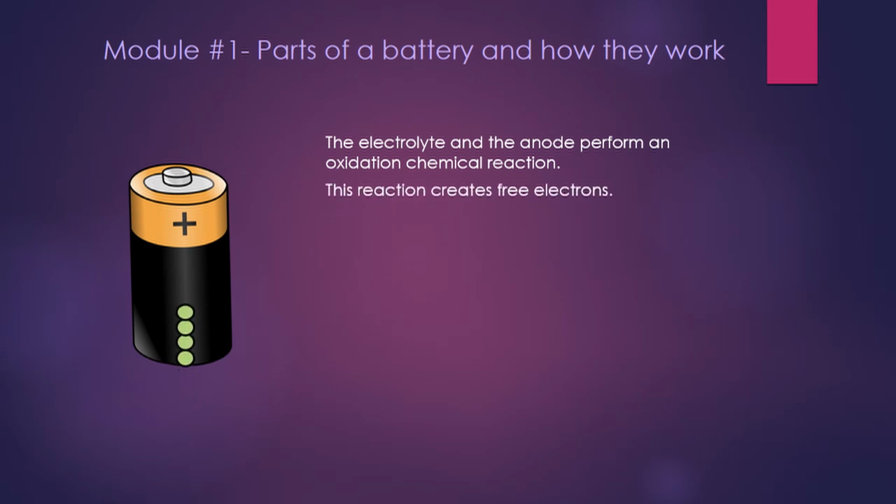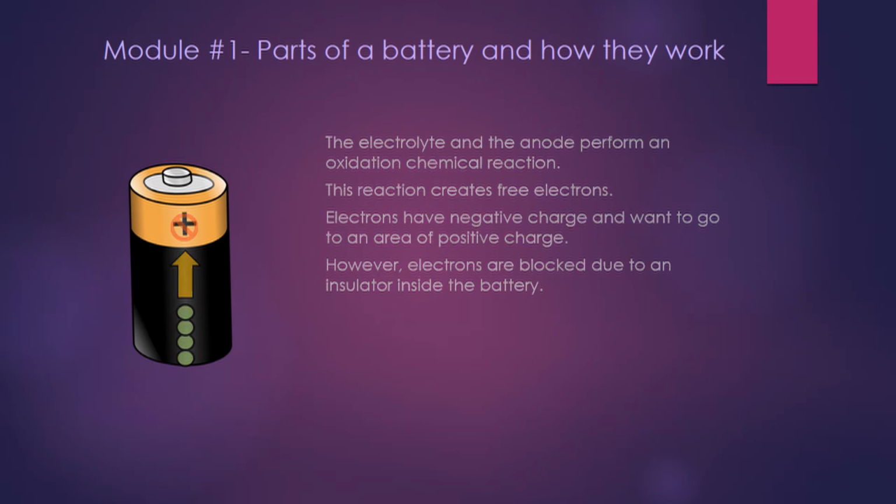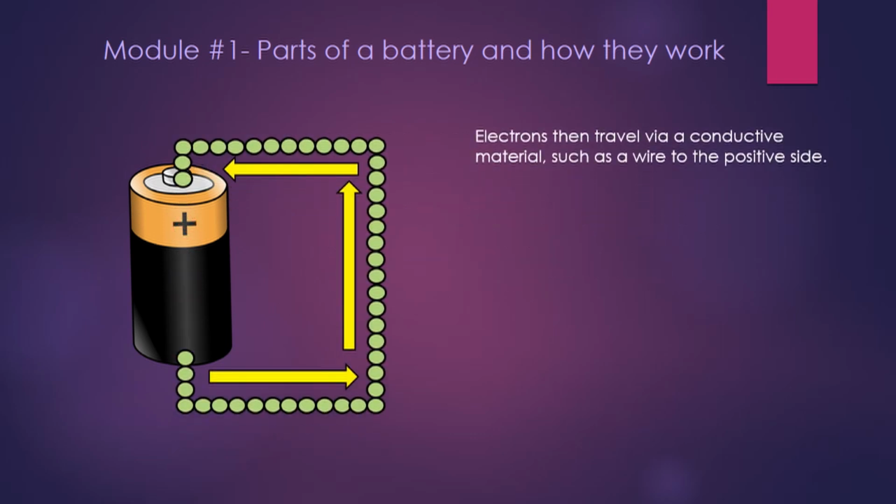Electrons have negative charge and want to go to areas of positive charge. In this case, the electrons want to go to the plus area of the battery. However, they cannot take a direct path to the plus because of an insulator that blocks their way inside the battery. So then, that leads to the question, how do electrons reach the positive side of the battery? They do this by traveling through a conductive material, such as a wire, that connects the negative end to the positive end. The diagram on the slide shows a path of electrons traveling through a wire from the negative part of the battery to the positive part of the battery.